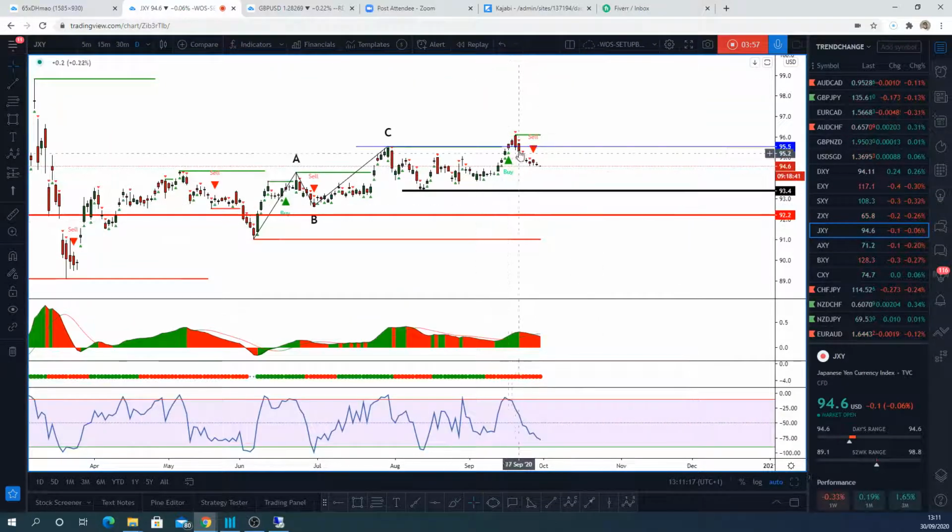In the Japanese yen, that was the close yesterday. We have a nice sell here, which is good. Okay, so this tells us that we probably should be expecting this low of 93.40 to be achieved. And if that happens, that means this has become a very weak trend.